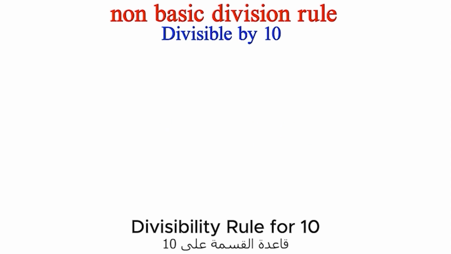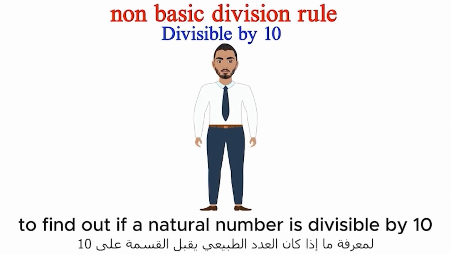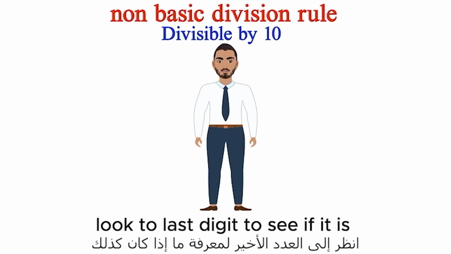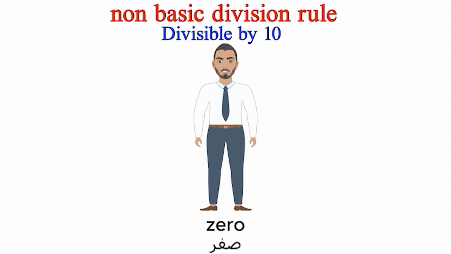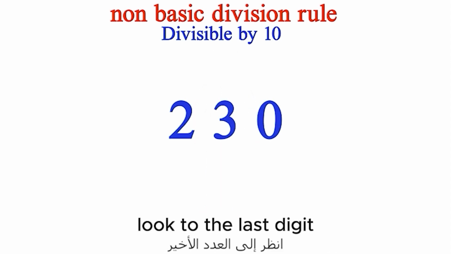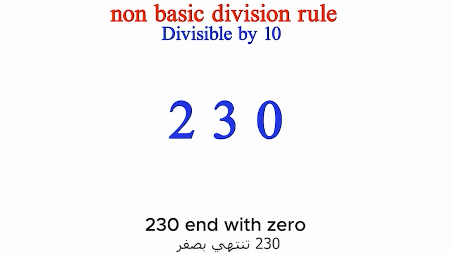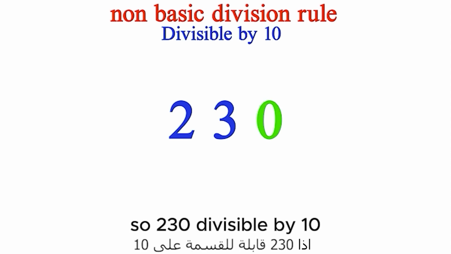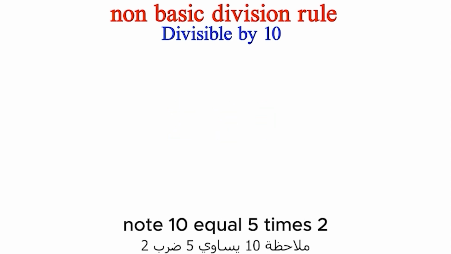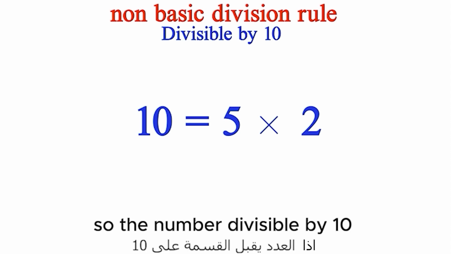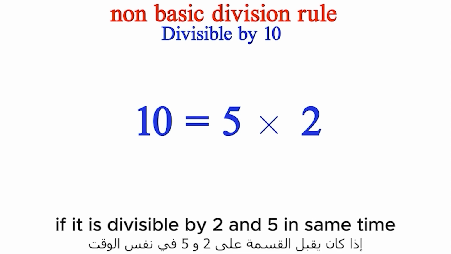Divisibility rule for 10. To find out if a natural number is divisible by 10, look at the last digit to see if it is 0. Example, 230. Look at the last digit. 230 ends with 0. So 230 is divisible by 10. Note 10 equals 5 times 2. So the number is divisible by 10 if it is divisible by 2 and 5 at the same time.